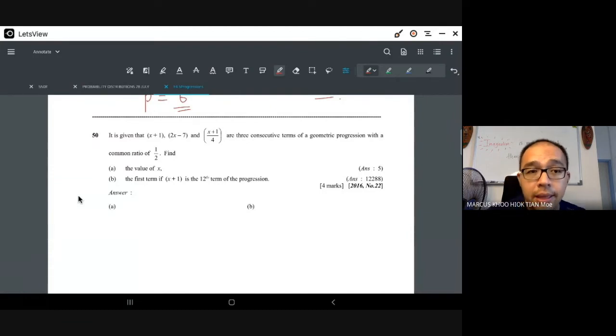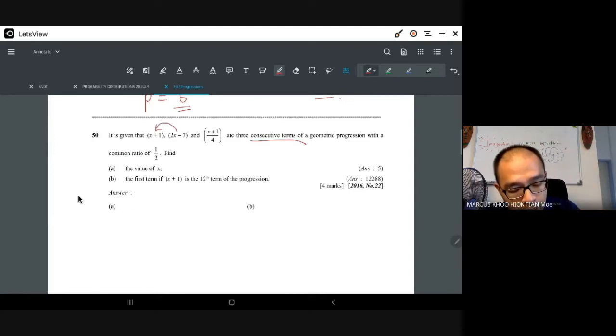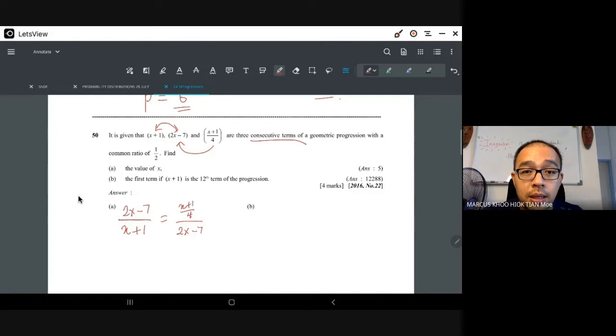It is given that x plus 1 and then 2x minus 7 and then x plus 1 over 4 are 3 consecutive terms. Okay, 3 consecutive terms, you know already. Okay, ini bahagi ini mesti sama dengan ini bahagi ini. Must be the same. Common ratio. So 2x minus 7 over x plus 1 equals (x plus 1 over 4) over 2x minus 7. Okay, and then after that, find the value of x.